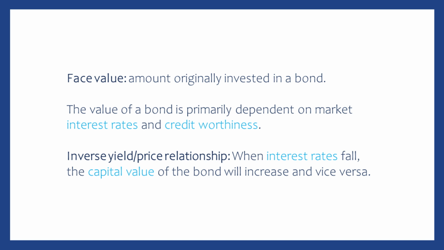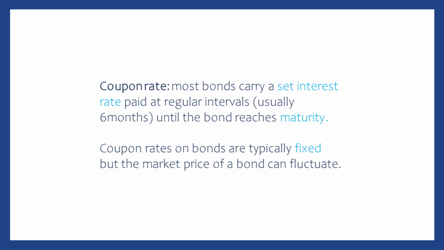When interest rates fall, the capital value of the bond will increase, and vice versa. This is known as the inverse yield-price relationship. Bonds usually carry a set interest rate paid at regular intervals, usually 6 months, until the bond reaches maturity, which is the date the face value of the bond is repaid.